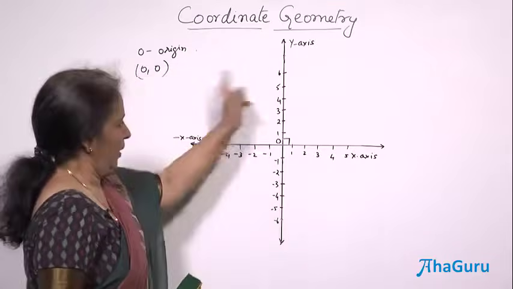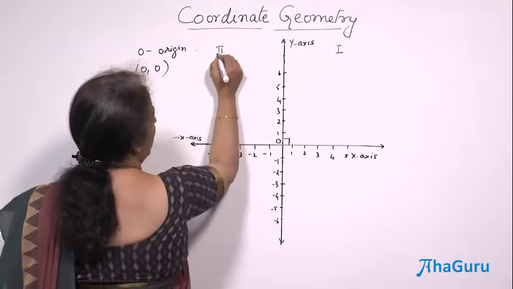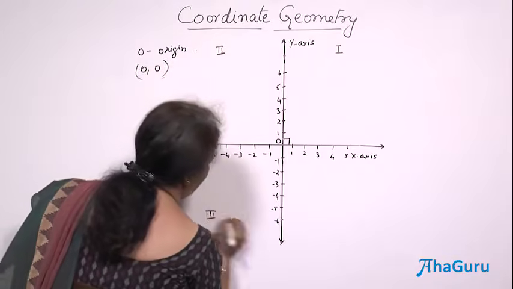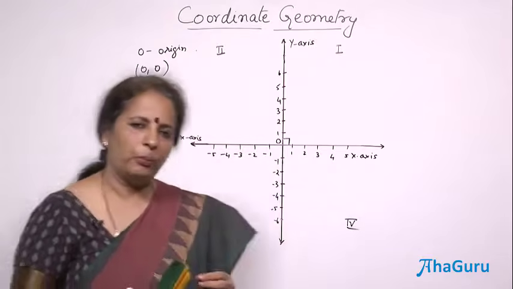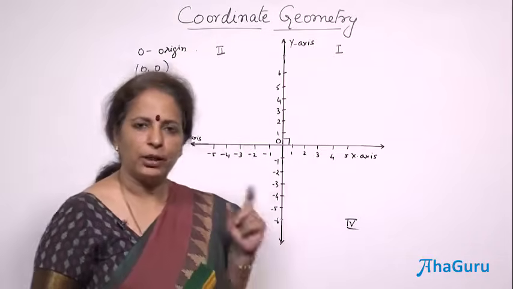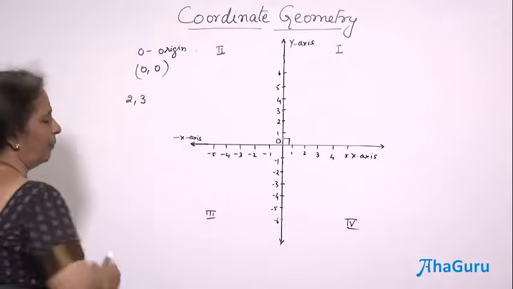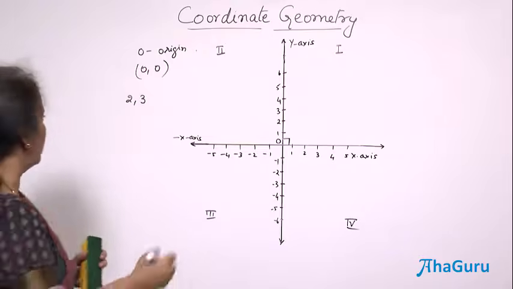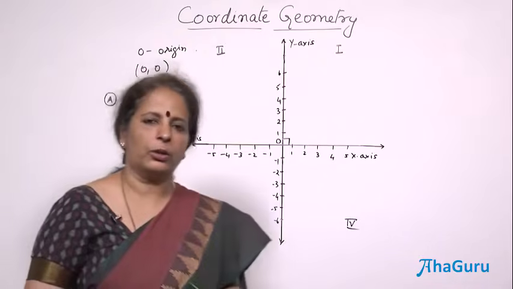As we had already discussed, this is the first quadrant, this is the second one, this is the third quadrant and this is the fourth quadrant. Let us start plotting some standard points so that we understand. Suppose I give you the first point as say 2, 3. Locate 2, 3. This point's name is A. This is the name of that point and its coordinates are 2, 3.